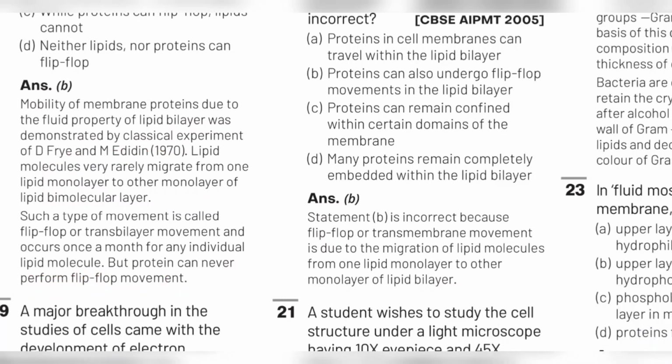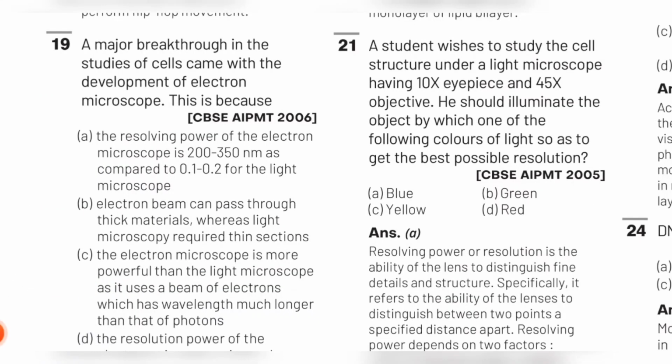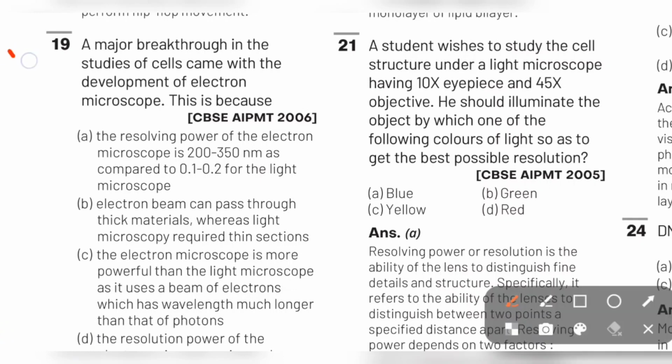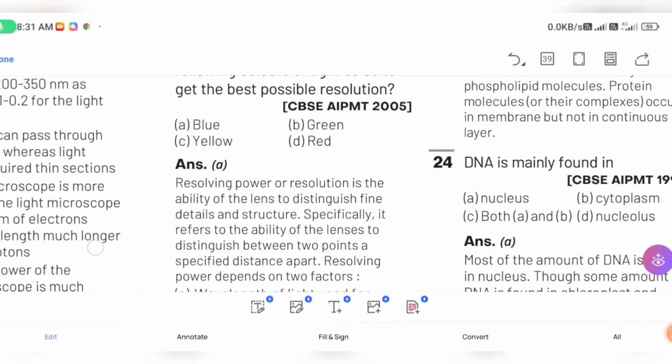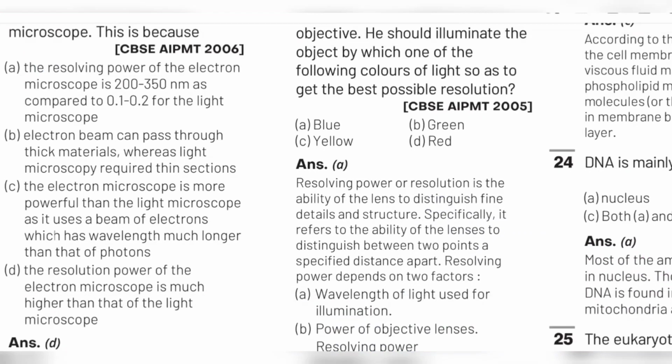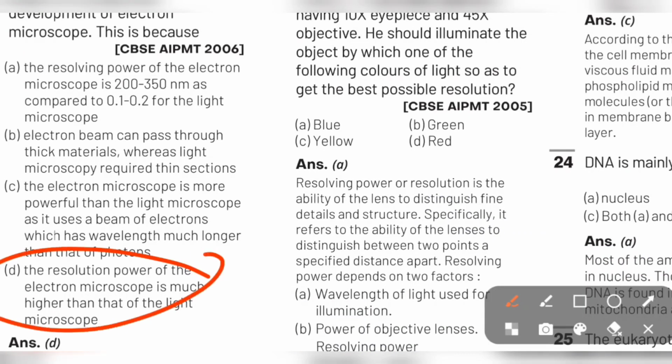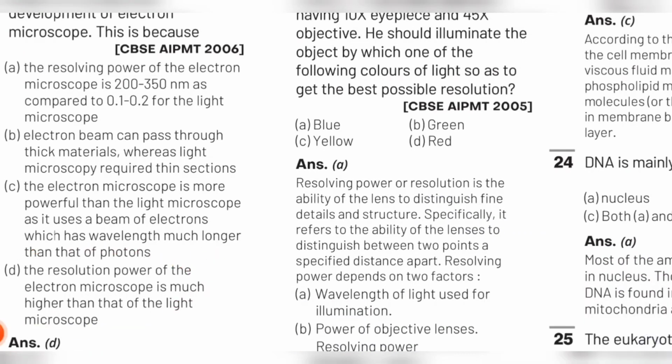ठीक है. Here is another question. A major breakthrough in the studies of cell came with the development of the electron microscope. This is because, and when we see the options, this is our correct option. Please watch these questions very carefully and do read the explanation as well.